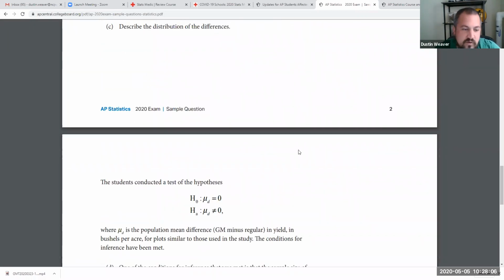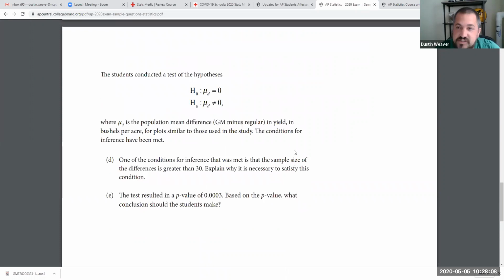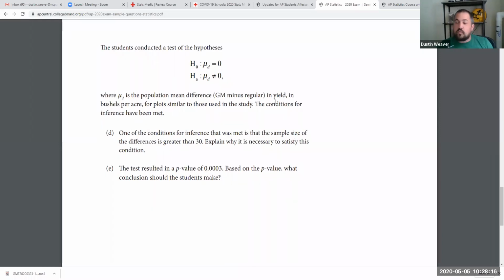So I'm going to move on now to, and there are 5 parts on this one, just like I said, because I said basically you're probably going to get 2 questions with 10 parts total. So now we go to what we just been working on, hypothesis testing or significance testing. The students conducted a test of the hypotheses. Their null hypothesis was that the mean difference equaled 0, that there was no difference between the two. Their alternate hypothesis was that the mean difference was not equal to 0. That just means that there was a difference.